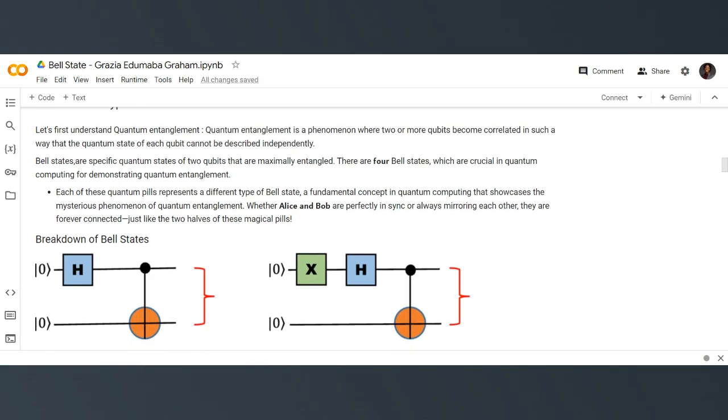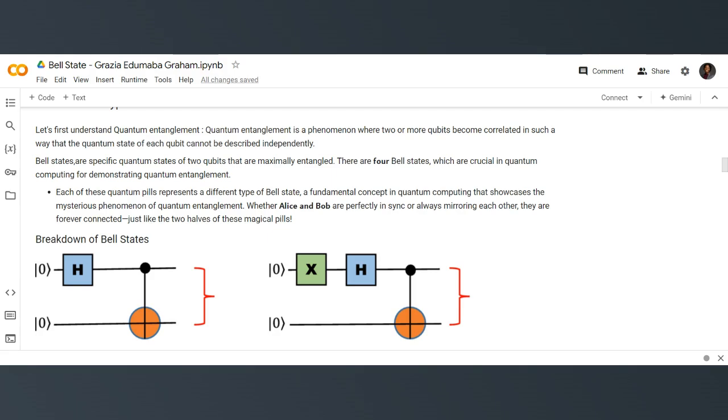Now that we understand what quantum entanglement is, let me go over it again. Quantum entanglement is a phenomenon where two or more qubits become correlated in such a way that the quantum state of one qubit affects the other. It cannot be described independently.